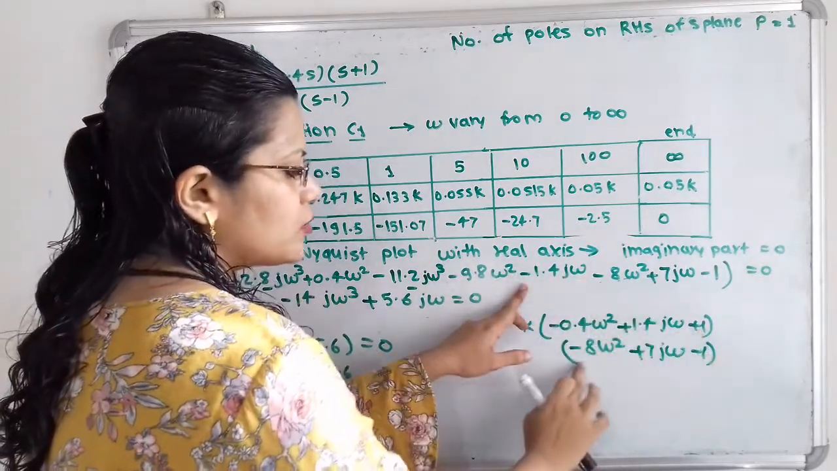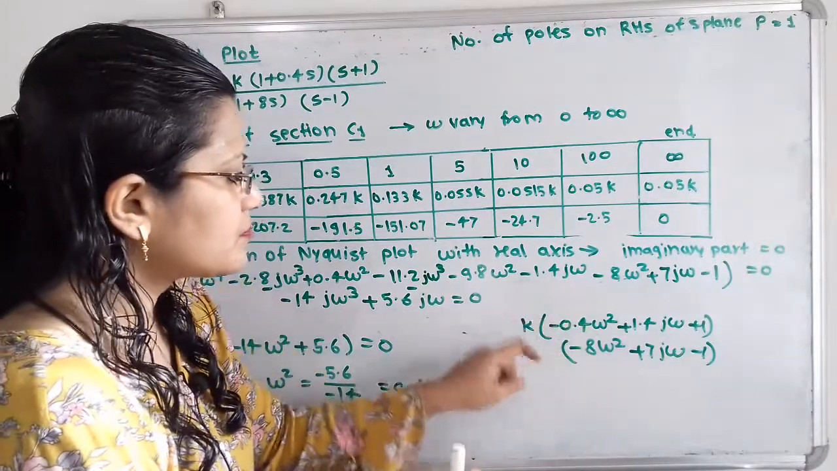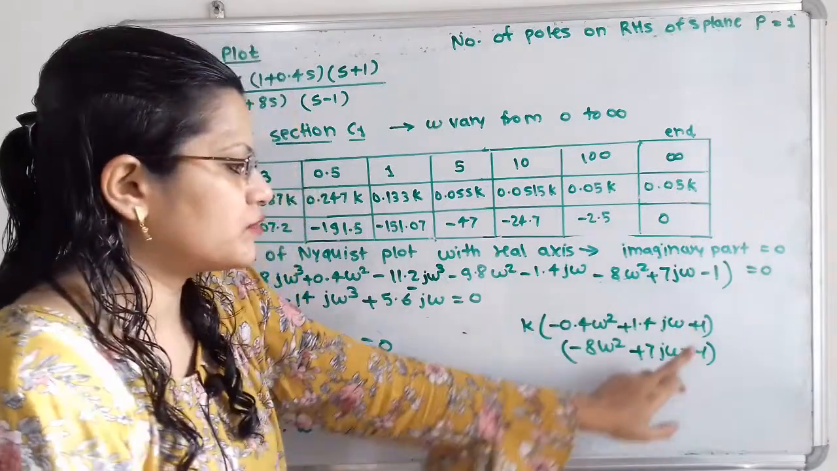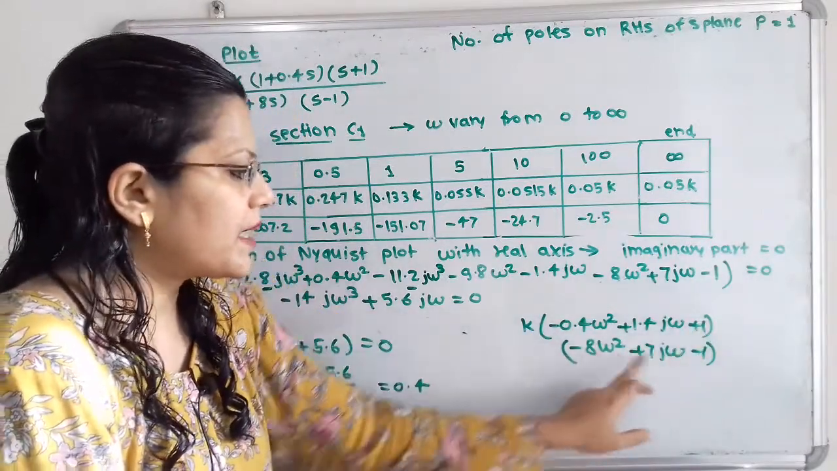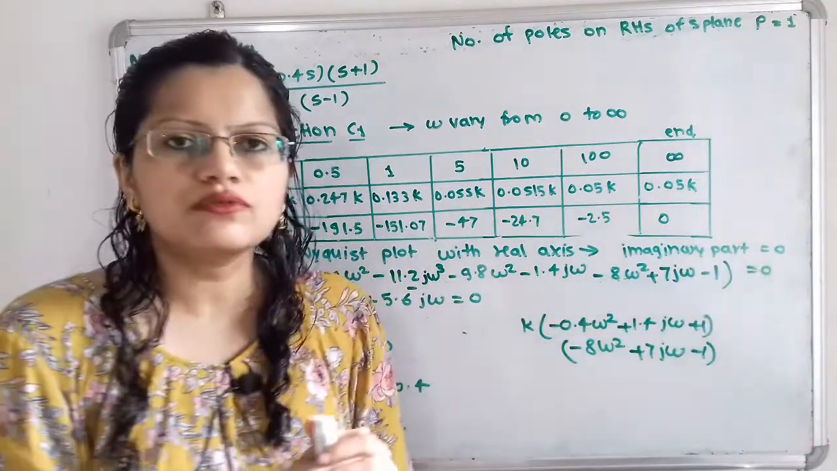For this one also we will multiply this whole bracket. So here minus 8 omega square plus 7 j omega minus 1, because it is getting multiplied by 1, so we have to write it as it is. The bracket complete is equal to 0.